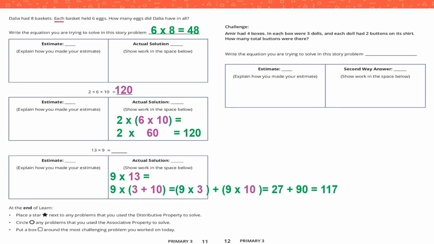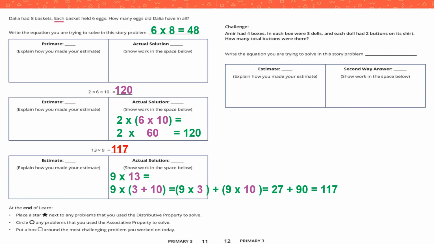Like this. 9 times 13 equals 9 times, I will split this 13 into 3 plus 10. Then I will distribute 9 to it. 9 times 3 and 9 times 10 and put plus between them. 9 times 3, 27. 9 times 10, 90. Both of them equal 117. Okay, so the result is 117.